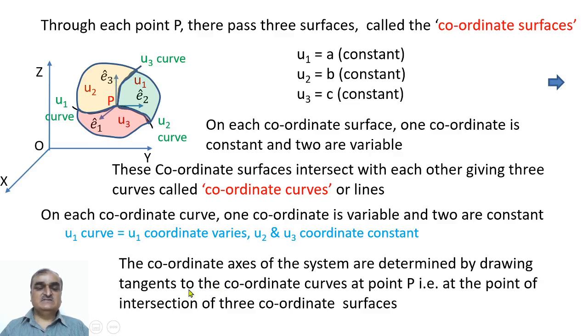And if these axes, or these tangents, are perpendicular to each other, then the coordinate system is an orthogonal coordinate system, which we will see in the next part.